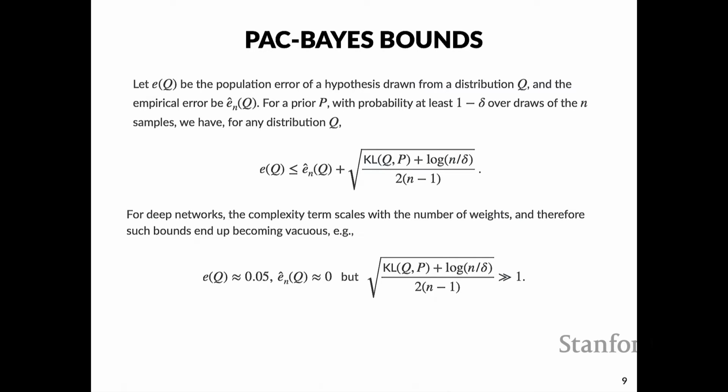It's because neural networks have a large number of parameters. That is why this term is very large. Okay?